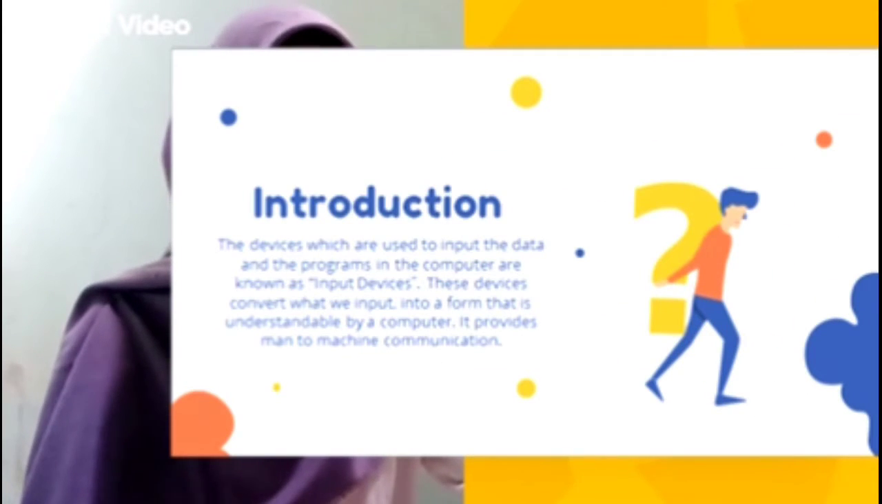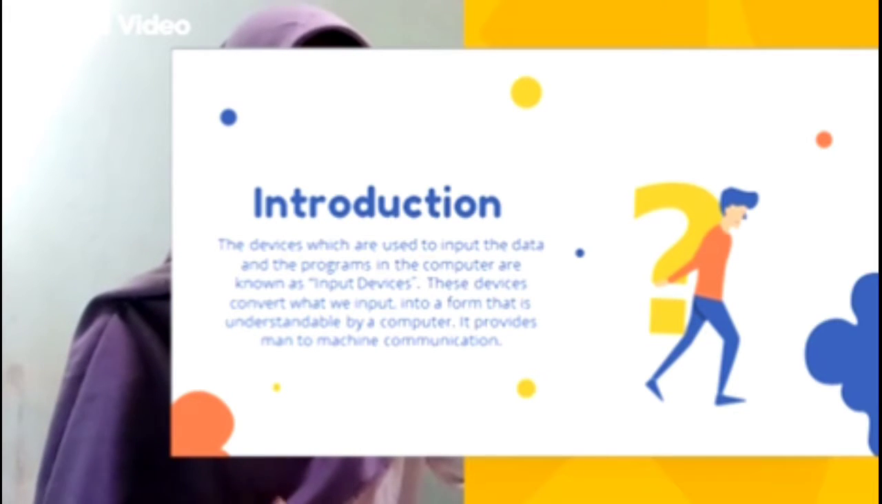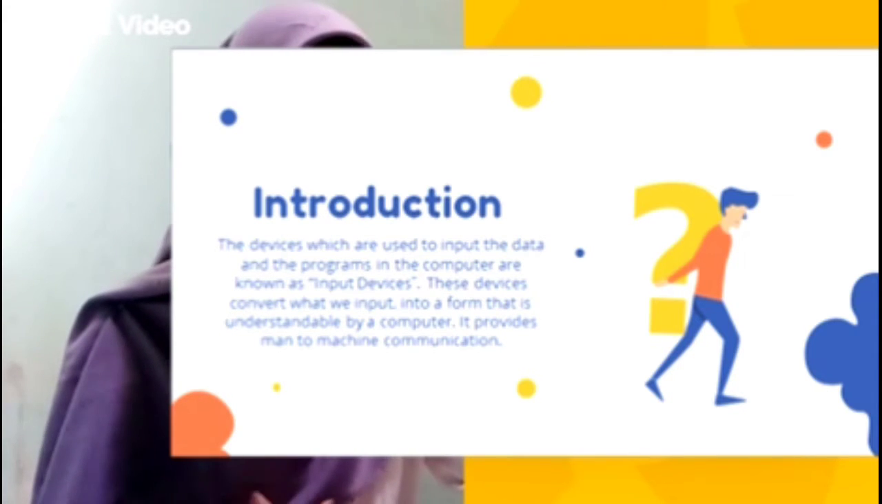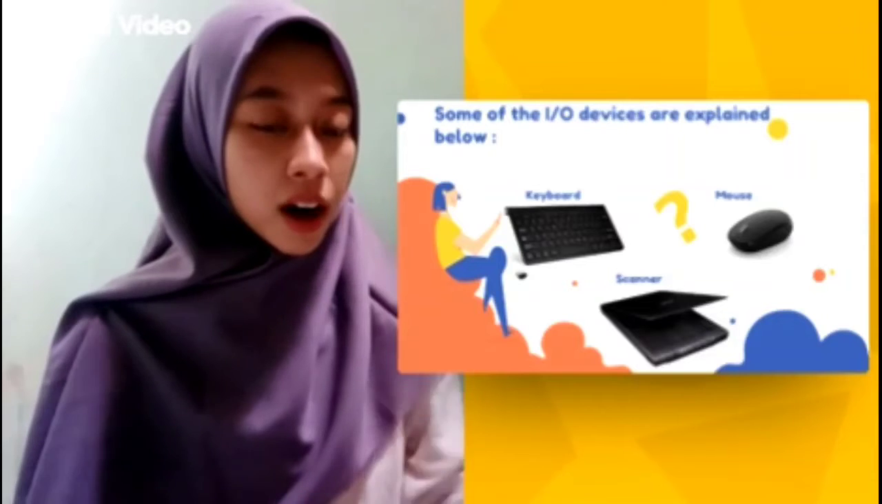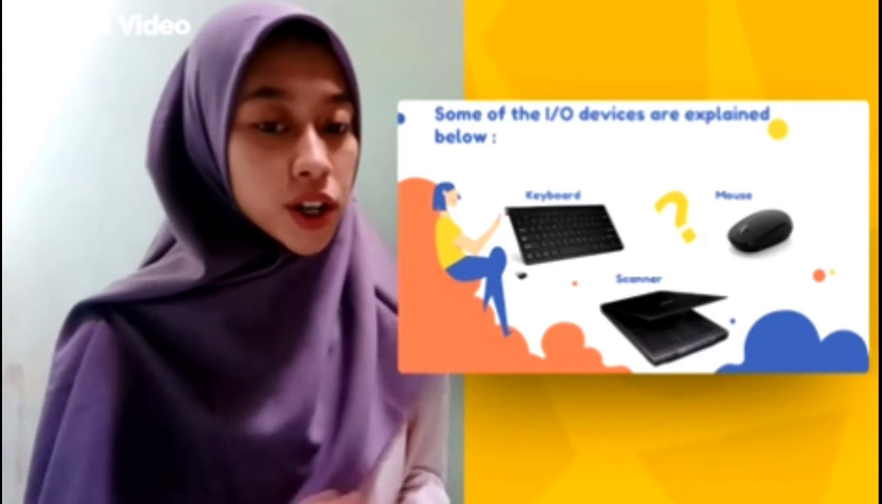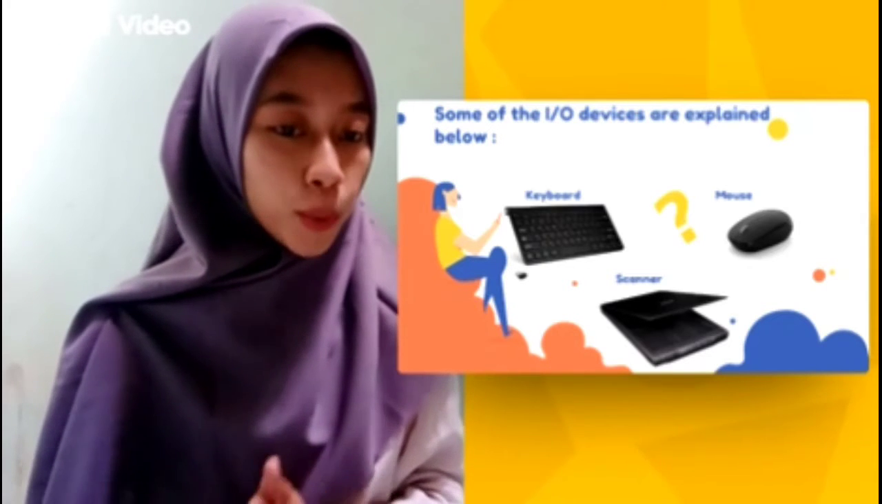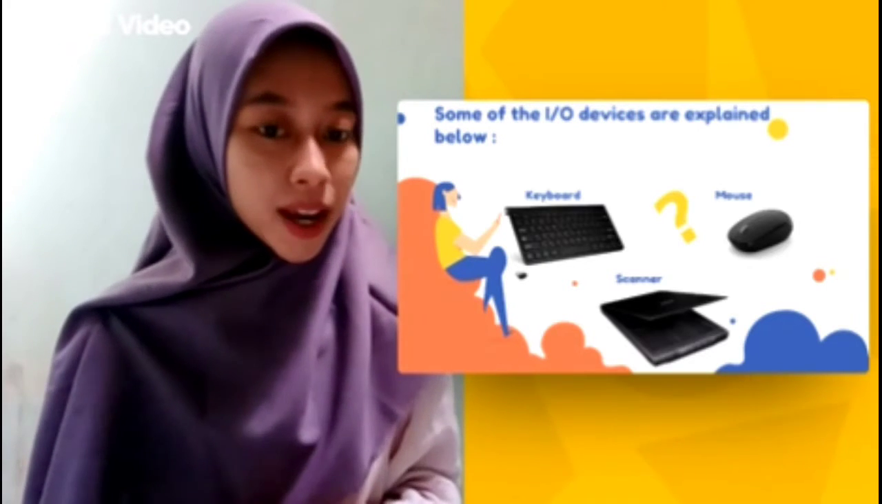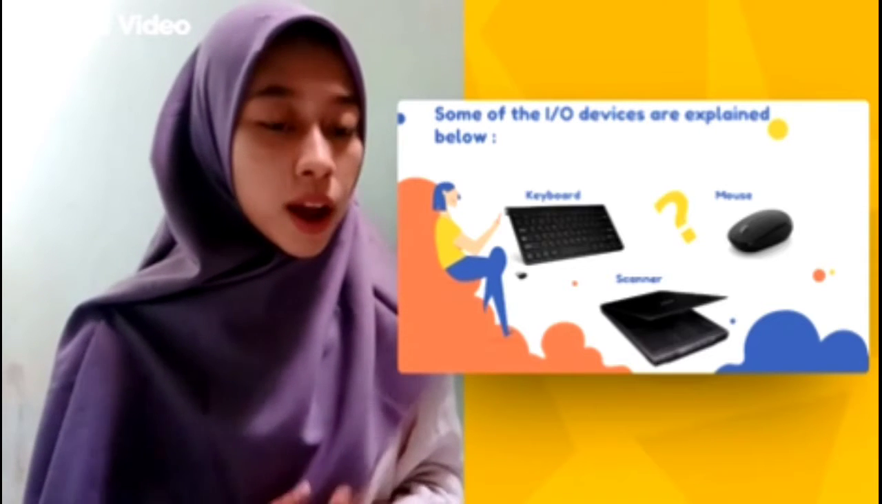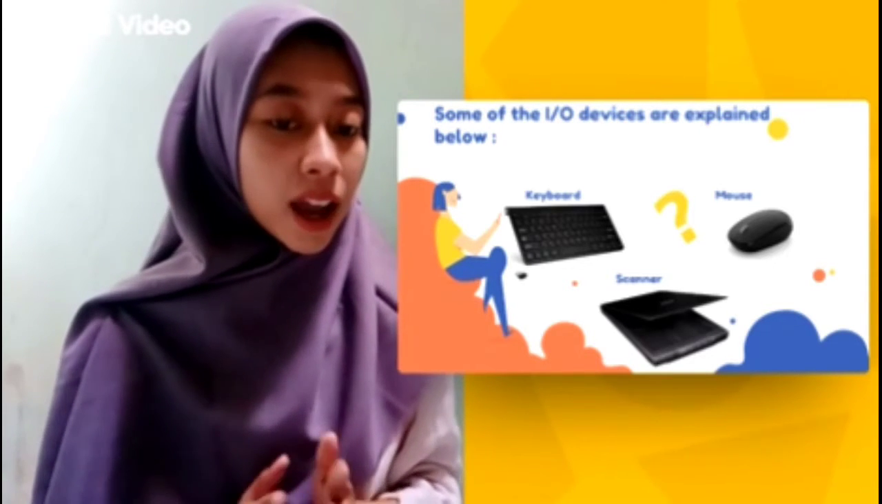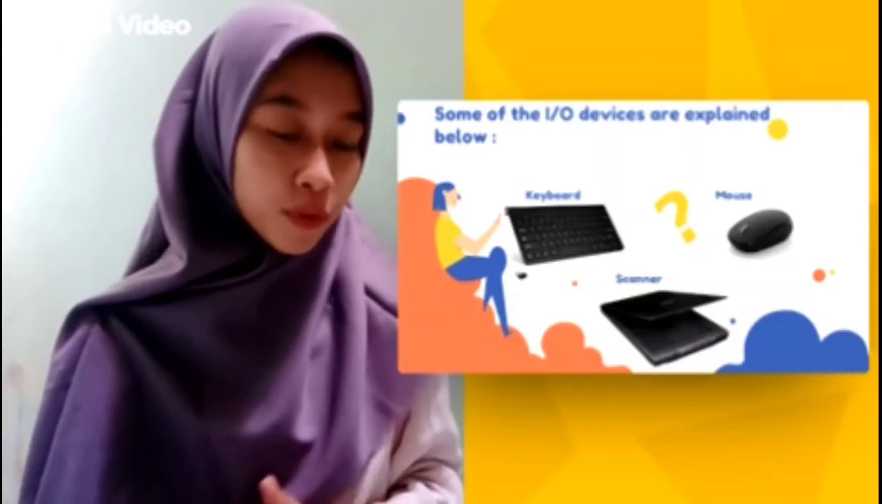The devices which are used to input data and programs in a computer are known as input devices. These devices convert what we input into a form that is understandable by a computer. It provides man-to-machine communication. Some of the input-output devices are explained below. First, keyboard. The data and instructions are input by tapping on the keyboard. The message typed on the keyboard goes to the memory unit of the computer, and the keyboard is connected to the computer via a cable. Apart from alphabet and numeral keys, it has other function keys for performing different functions.